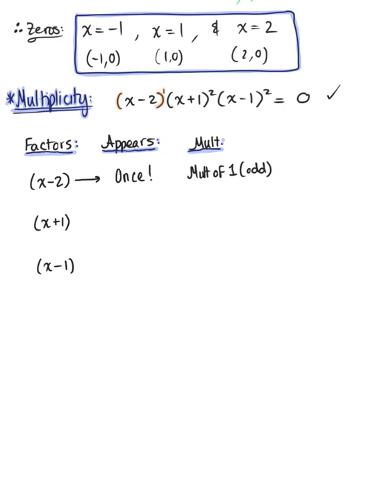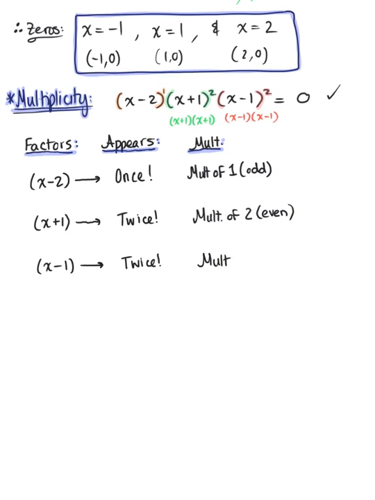Now, how many times does the factor x plus 1 appear? Twice. It appears 2 times in the polynomial function above, which means that it has a multiplicity of 2. And again, we'll make a love note here to ourselves that this is an even multiplicity. And last but not least, how many times does the factor x minus 1 appear? 2 times. It appears twice. So just like above, this has a multiplicity of 2, which again we know is even.